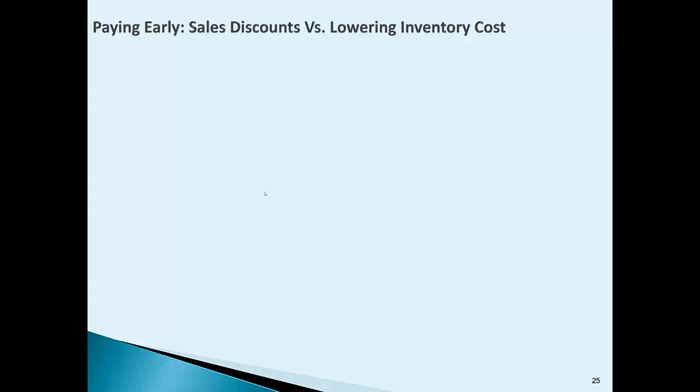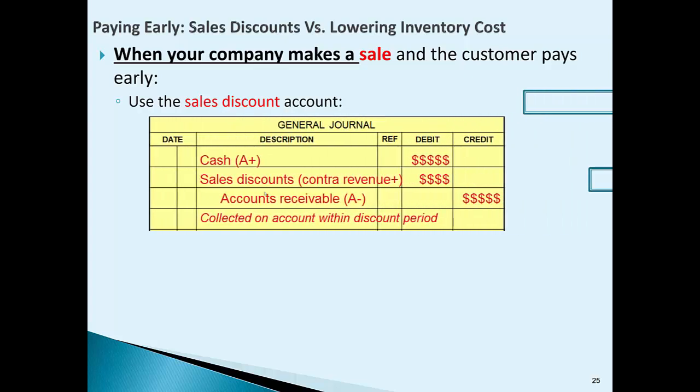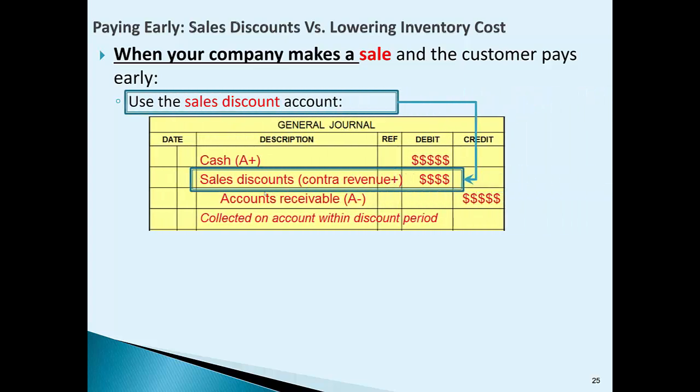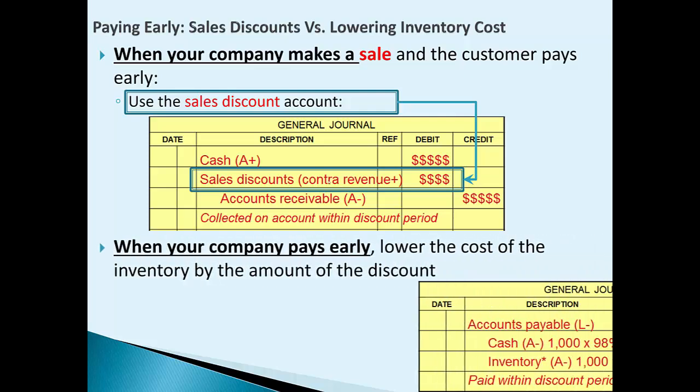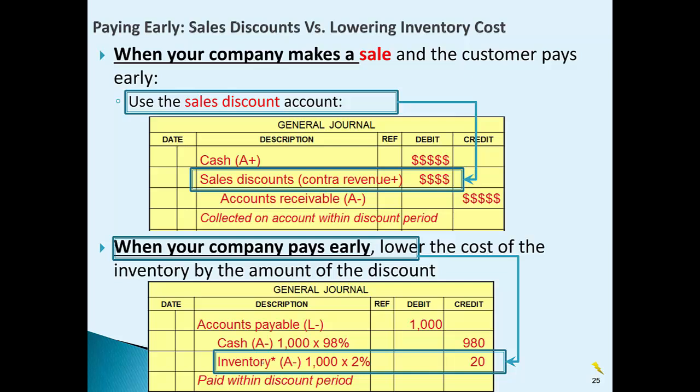So let's look at the part that confuses students the most in this chapter: paying early, sales discounts versus lowering the inventory cost. So when would we use a sales discount? Sales discount, which we just showed on the previous slide, is used when we make the sale and the customer pays early. So the discount amount that they are saving will go into the sales discount account, which is a contra revenue.